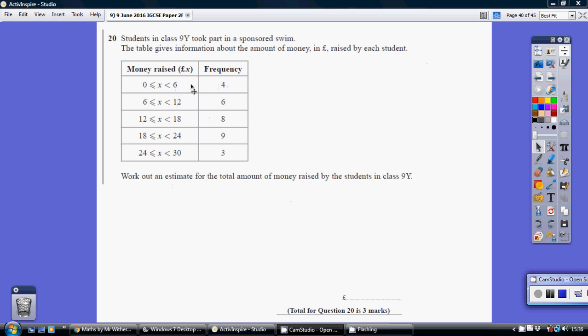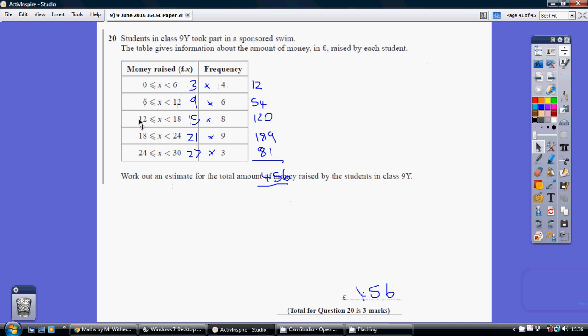So really our opening point is to put in a midpoint column here, which is halfway between 0 and 6, and 6 and 12, and 12 and 18 and so on. You can either just see the midpoints, or if you're struggling to see them, add the 2 numbers together and halve them. So for example, 6 to 12: if we add 6 and 12 we get 18. Half of 18 is 9. Halfway between 12 and 18, 12 add 18 is 30, half of 30 is 15.